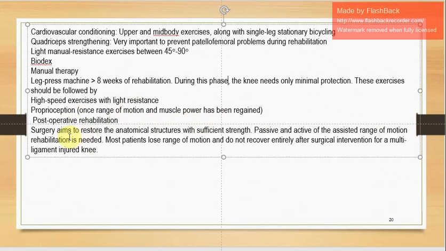And post-operatively, surgery aims to restore the anatomical structures with sufficient strength. Passive and active assisted range of motion rehabilitation is needed. Most of the patients lose range of motion and do not recover entirely after surgical intervention for a multi-ligament knee injury. So that is why post-operatively the physiotherapy rehabilitation is very important and required to regain the maximum functional position and to regain the strength and mobility.